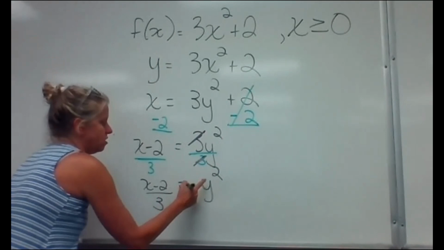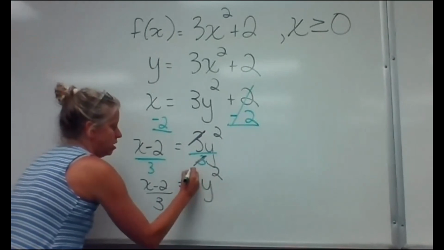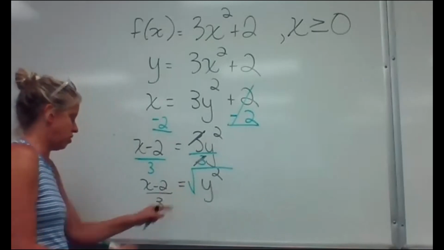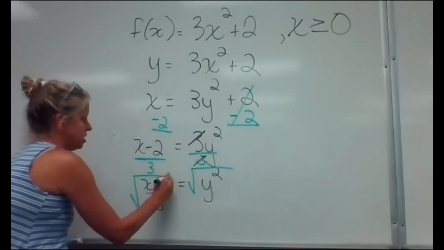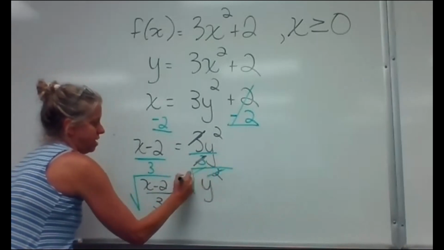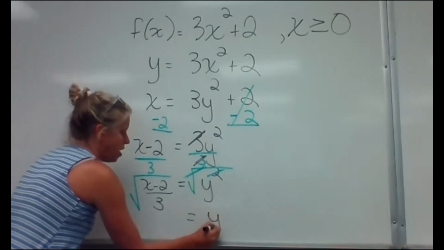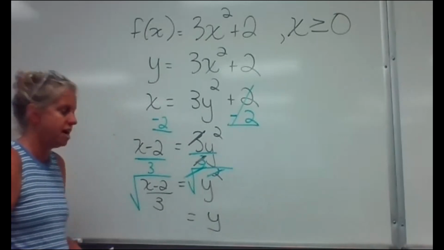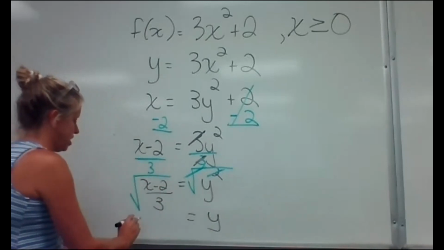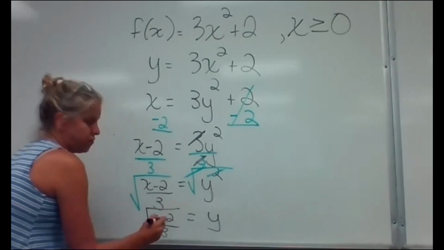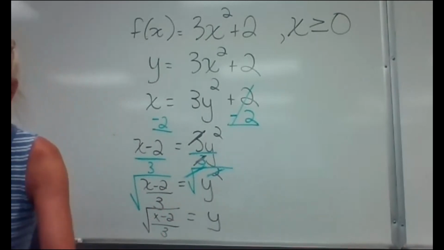So what's going to knock out a squared power? A square root. If I square root this side, I got to square root this side. So on the right, it cancels out my squared power. There's my y all by itself. And then this whole thing is your answer. So the square root of x minus 2 over 3 is your answer.